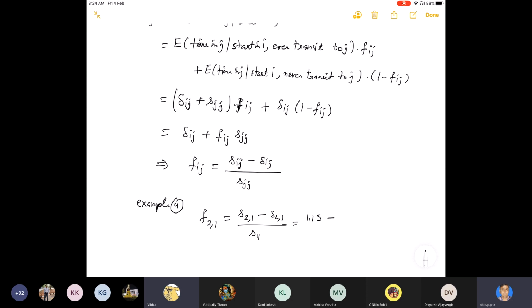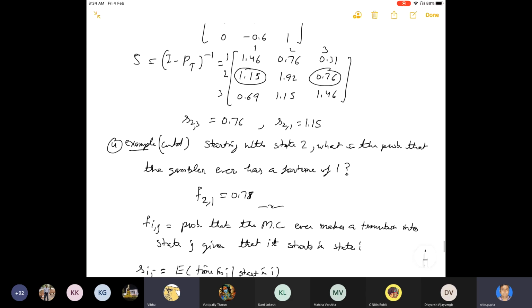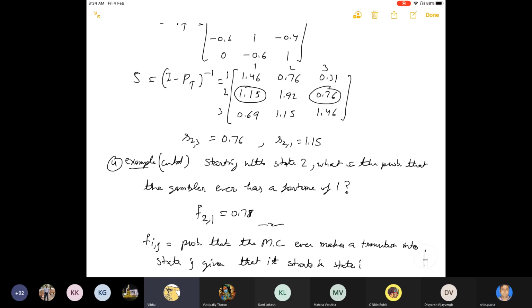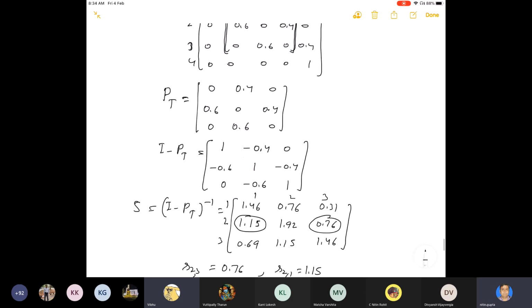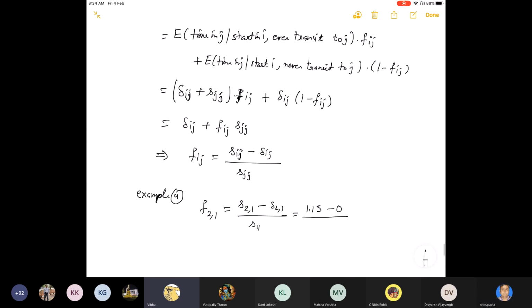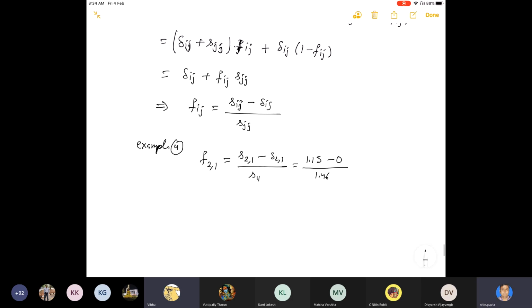Delta ij is 0, because 2 is not equal to 1. So therefore this will be 0 upon what will be S11. S11 is 1.46. So how much is the answer? 0.78. So we have determined this basically by 3 methods.